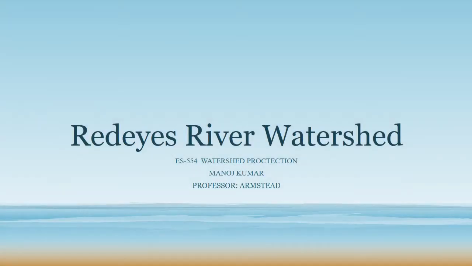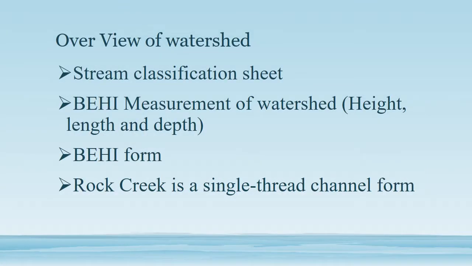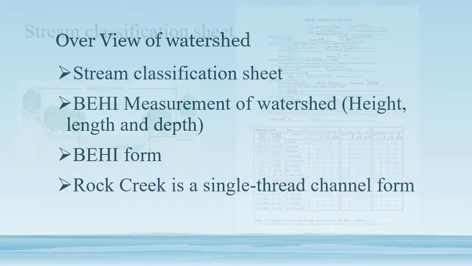This is Manoj Kumar. My third presentation is continuing on the Red Eye River watershed. An overview of my third presentation is: stream classification sheet, BEHI measurement of watershed height, length, and depth, BEHI form, and the last is Rosgen single thread channel form.